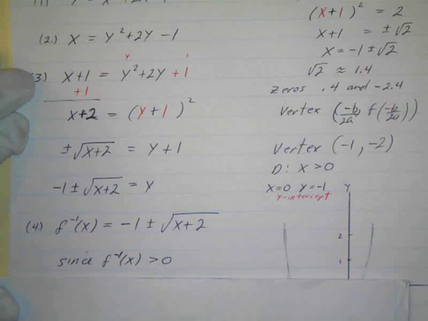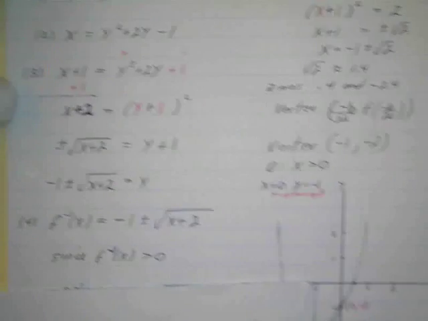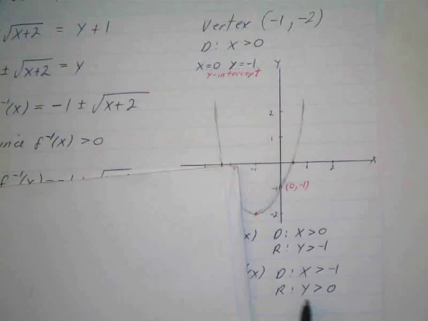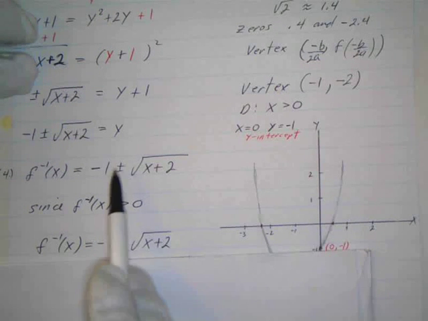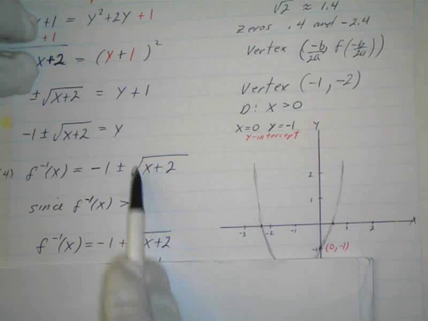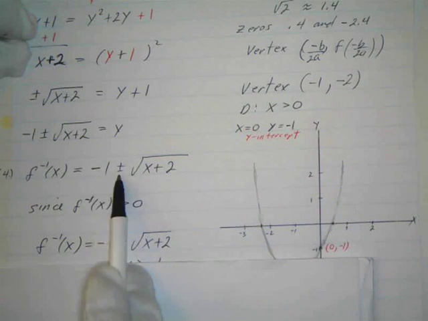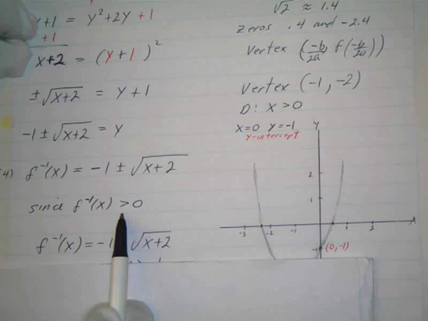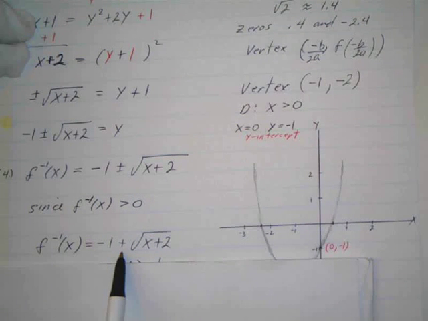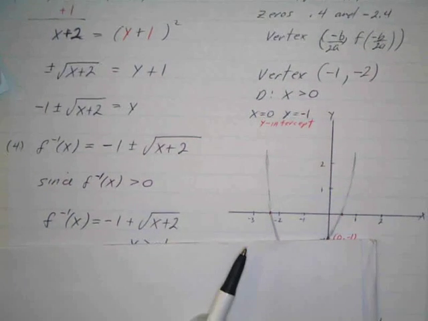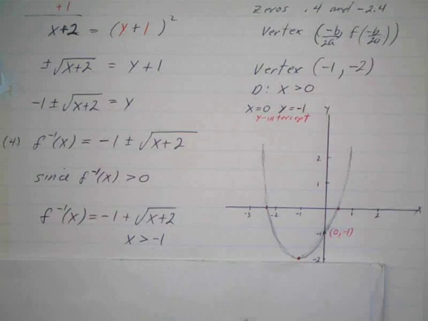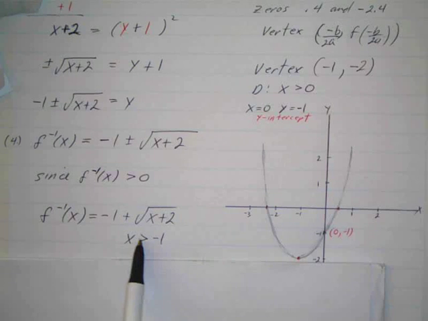But remember, since f inverse of x is greater than 0, remember that was my range down here. My range is greater than 0. Since that's greater than 0, this has got to be positive, because if that's negative, remember the square root's always got to be a positive number, so if I take a negative and another negative, I'm going to get a negative. That will not be greater than 0, so I have to use the positive part. That's where the range is going to help you determine what part of your answer you're going to use. So x is greater than -1.